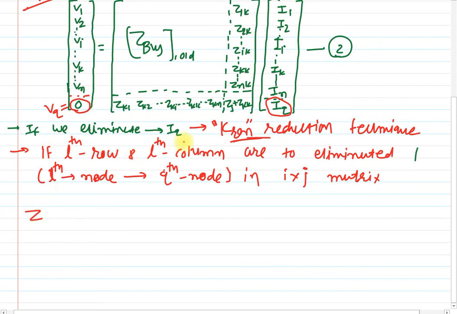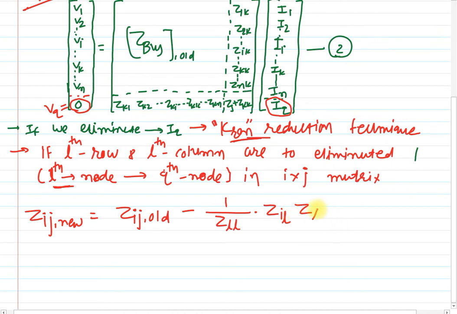So after applying the Kron reduction for eliminating the Lth node from the system, I can write Zij new is equal to Zij old minus 1 divided by ZLL, the diagonal element of the Lth node, into ZiL into ZLj, for i and j equal to 1, 2 up to n. Let this be equation number 3.